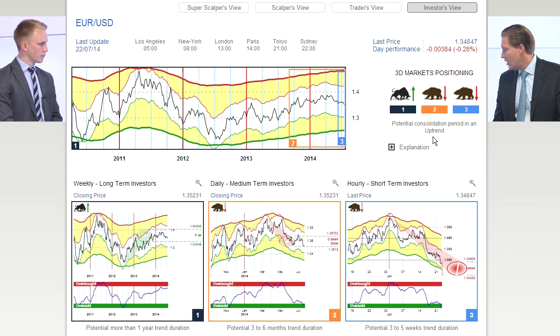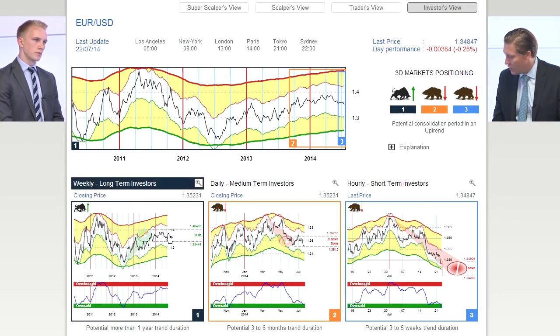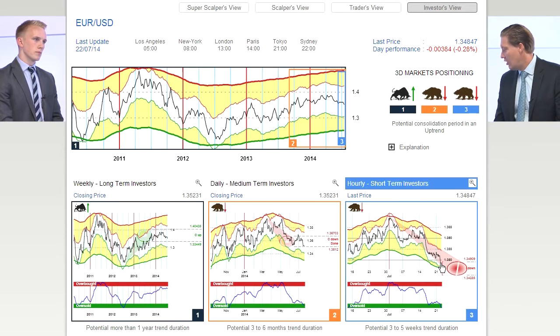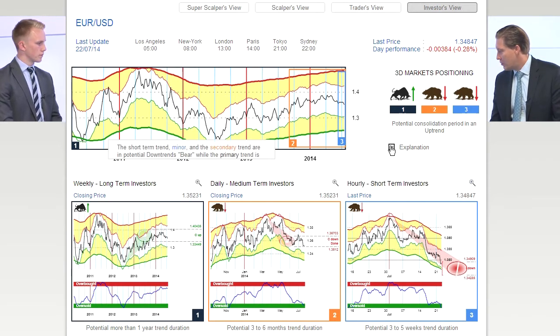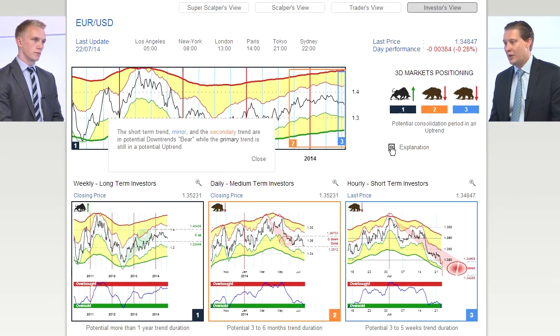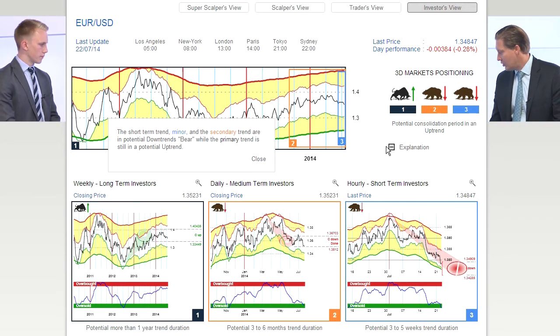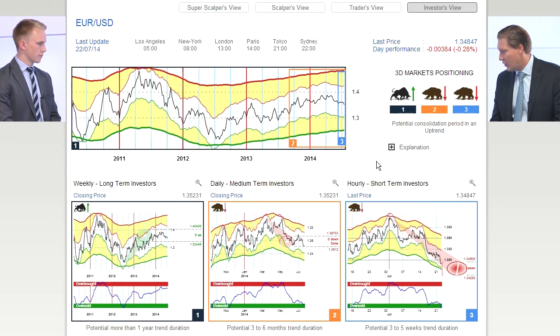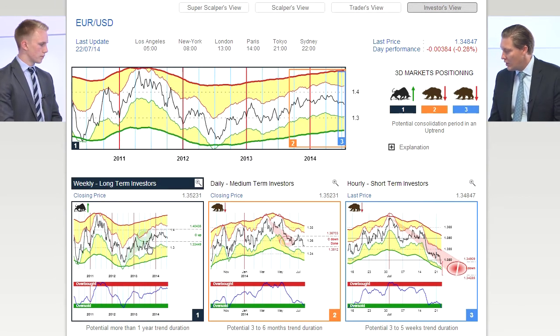And we get an automatic messaging which basically says potential consolidation period in an uptrend. So you have the uptrend here on the weekly, and both the daily and the hourly are in a downtrend, so it's a potential consolidation period in an uptrend. Now, if you want a bit more of an explanation, you could pop it up and you have a more verbal explanation of this situation. Now let's pop it out, go back to the charts, and let's look at the weekly.